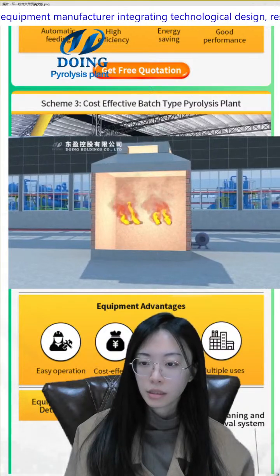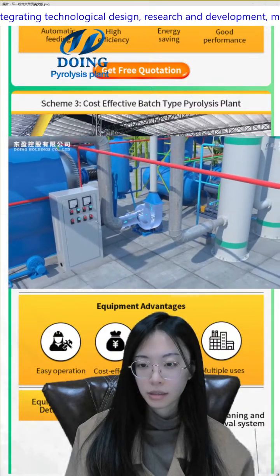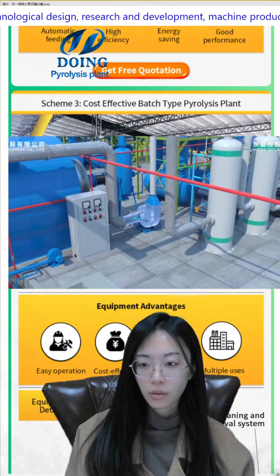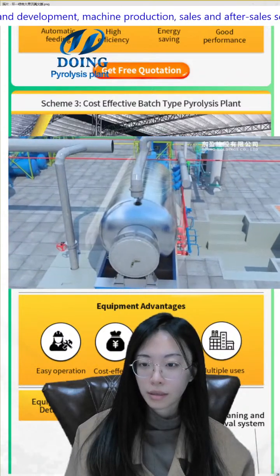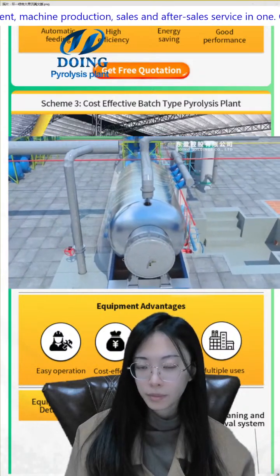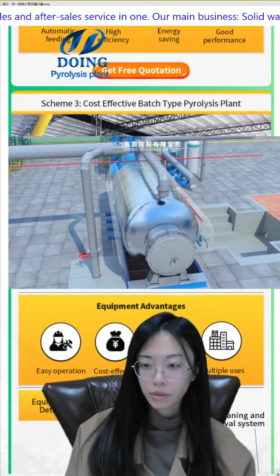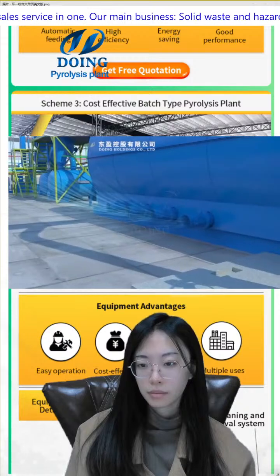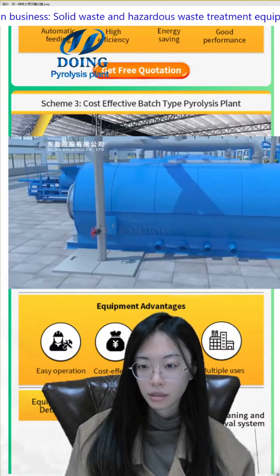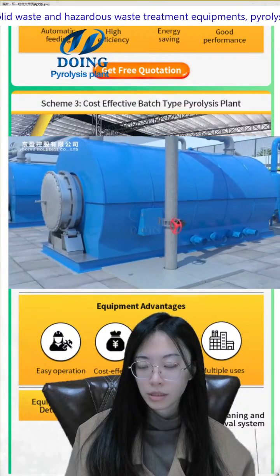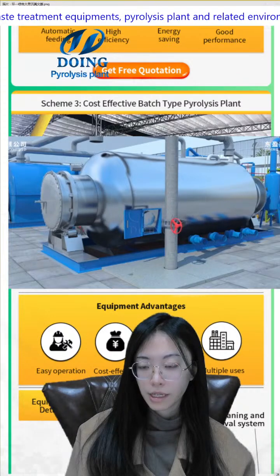Here is the burning chamber. You can burn extra tail gas directly. And this is a cooling system to cool down the reactor, and it can save the time to discharge the carbon black, because we need to cool the reactor to a safe temperature, lower than 70 degrees, to discharge it. By using this cooling device, it can save half of the time.